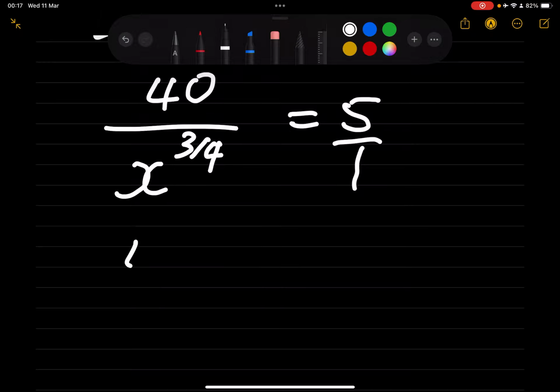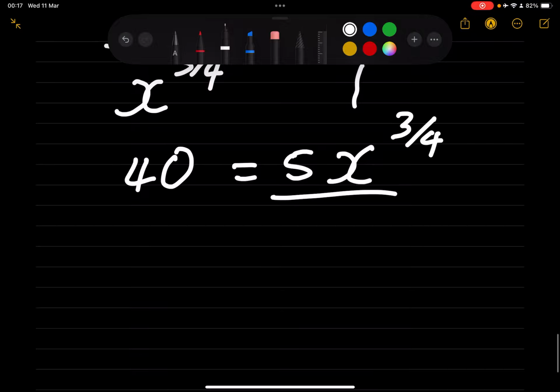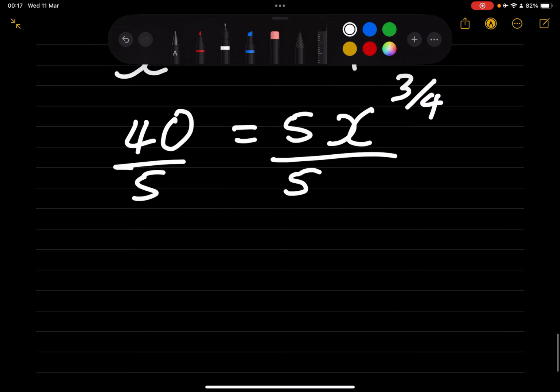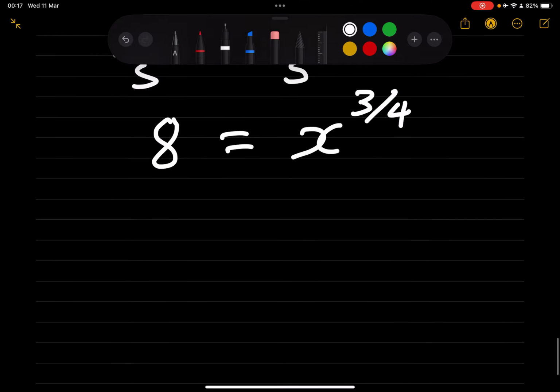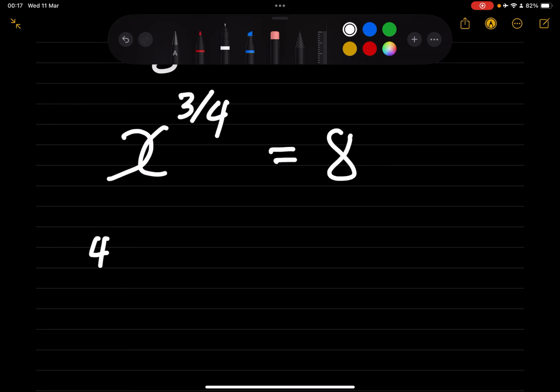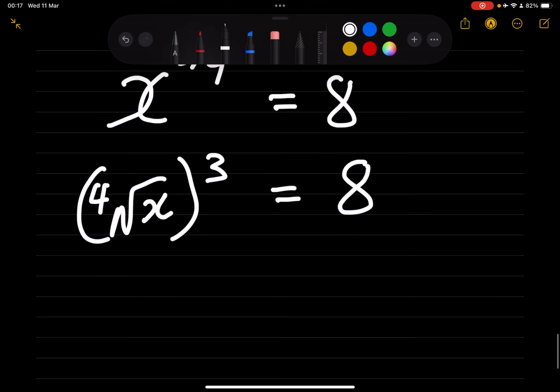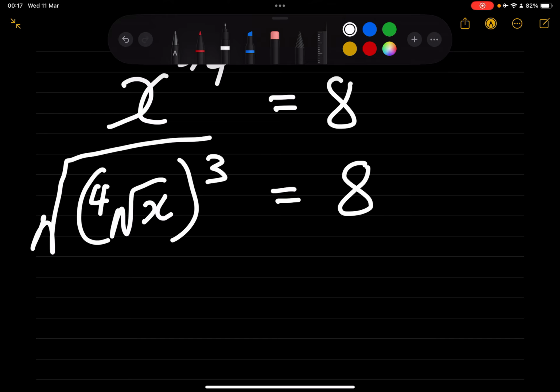I can cross multiply. I'm going to have 40 equals 5x to the power 3 over 4. Then we're going to divide both sides by 5. Then you can see I'm going to have 8 equals x to the power 3 over 4. Actually, let's write it this way: x to the power 3 over 4 equals 8. So my root is 4 and my power is 3. Remember, the root is the denominator, the power is the numerator. And we get 8. To remove the cube, we must cube root both sides.